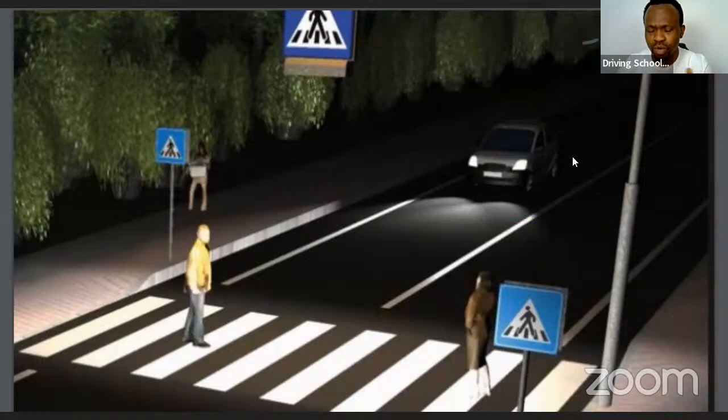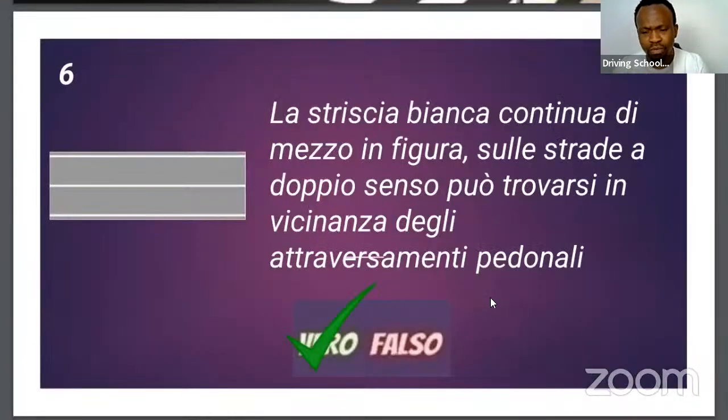So to those people who get it wrong, remember you are owing me. So la striscia bianca continua di mezzo in figura sulla strada a doppio senso può trovarsi in vicinanza degli attraversamenti pedonali. The answer is vero. So this is where we are going to leave it for today.